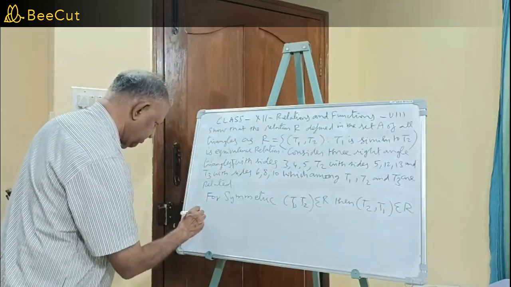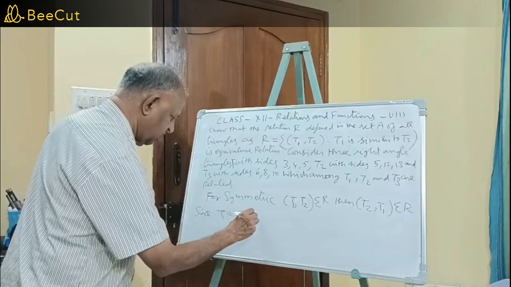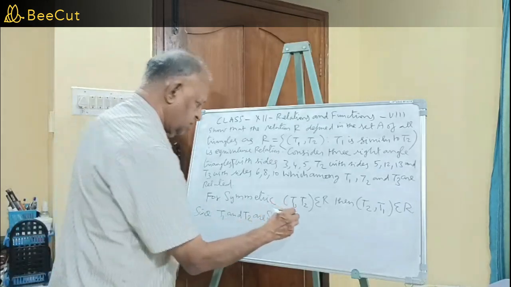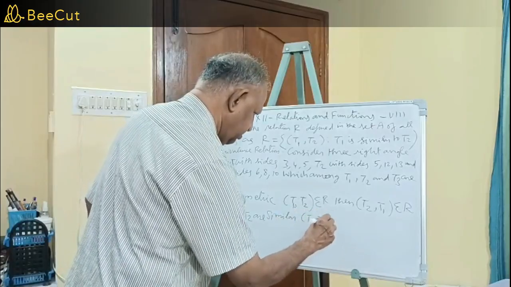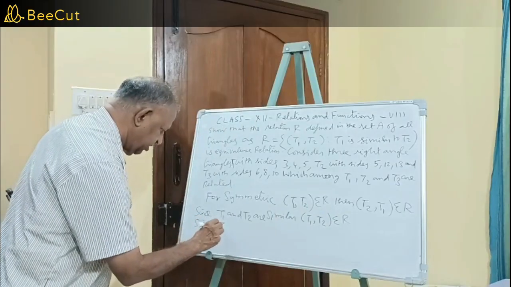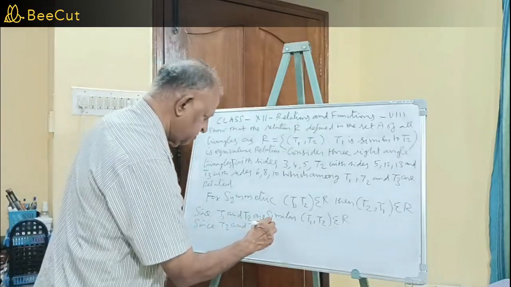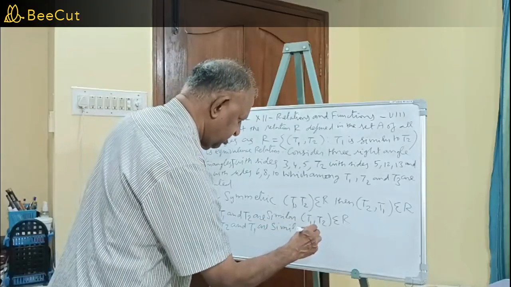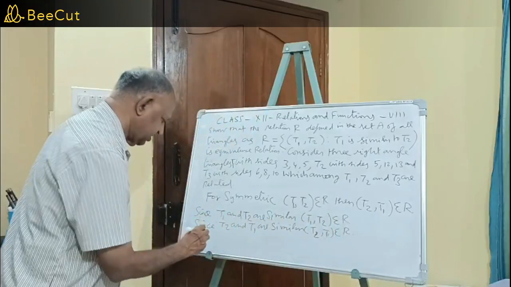Since T1 and T2 are similar, (T1, T2) belongs to R. Since T2 and T1 are similar, (T2, T1) belongs to R. Hence it is symmetric.